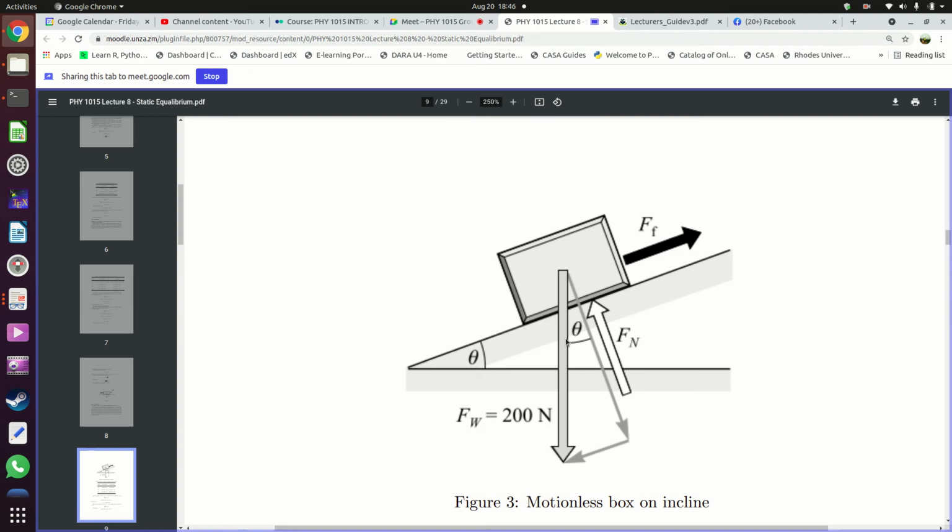Okay? The next thing you need to do is identify which forces are acting on this particular box. Luckily, we have been shown which forces. There is this one here. This one is the weight of the box. The 200 newtons we are seeing here is the weight of the box. Are we clear?